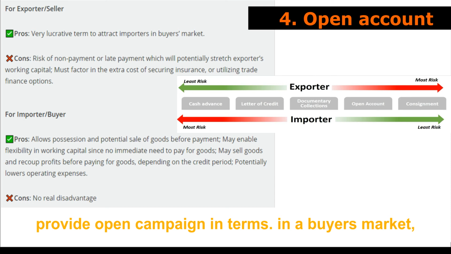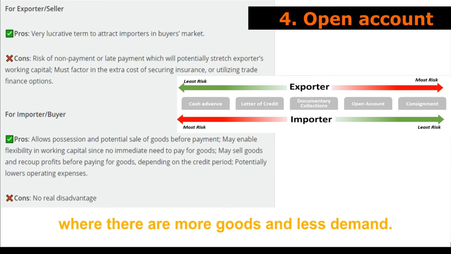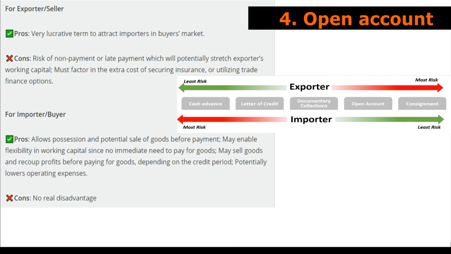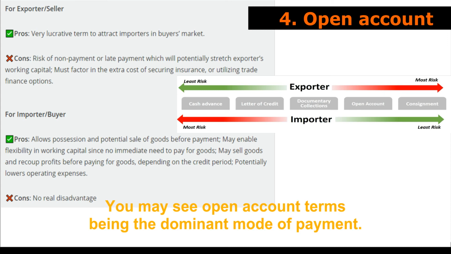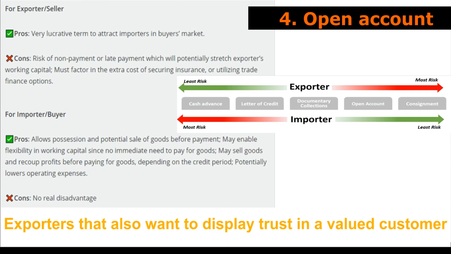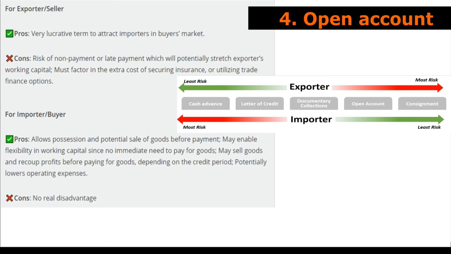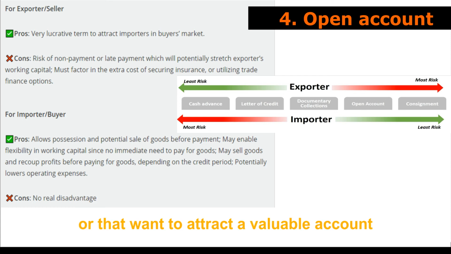In a buyer's market, one where there are more goods and less demand, you may see open account terms being the dominant mode of payment. Exporters that also want to display trust in a valued customer or that want to attract a valuable account may be more willing to offer these terms.